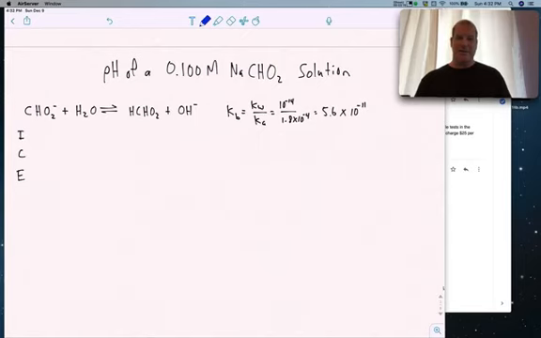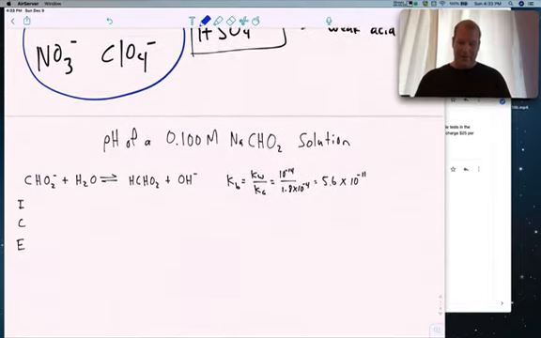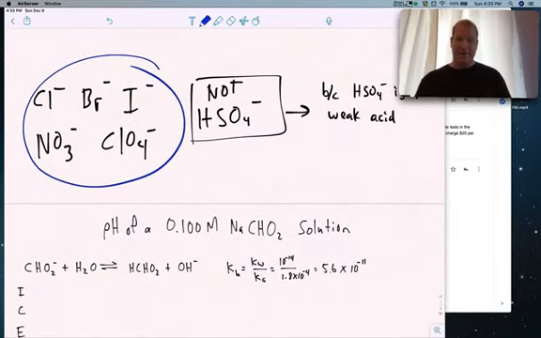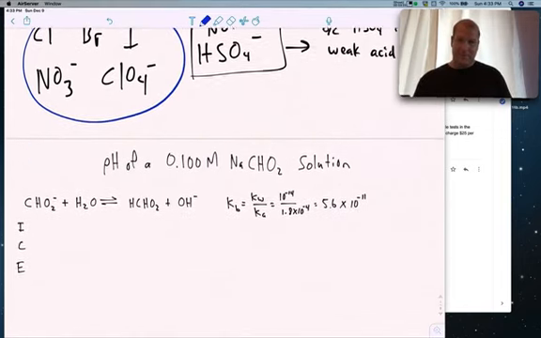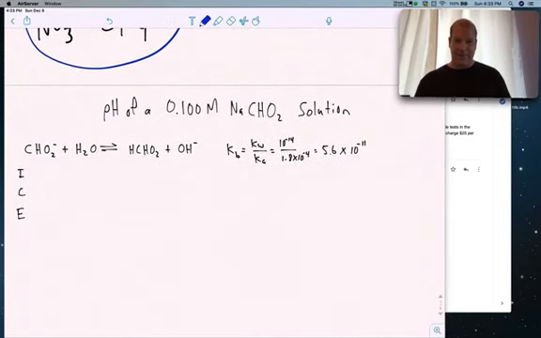It's a weak acid, so remember, it's not one of these. Formate is not one of these. Therefore, it's going to react with water. This is why I keep on telling you to memorize the strong acids. And you also have to understand what it means to be a strong acid. The formate anion will react with water and form formic acid and hydroxide.